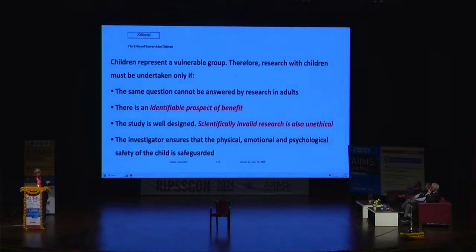The ethics of research in children is ever so more important, because they are a vulnerable group, and we need to be doubly certain that what we are doing is not only not doing harm, but also doing good. And therefore, the important tenet is that research should be guided towards an identifiable prospect of benefit. And the other important thing that I put up here is that whatever scientifically invalid studies that you may do, they are at the outset ethically inappropriate.